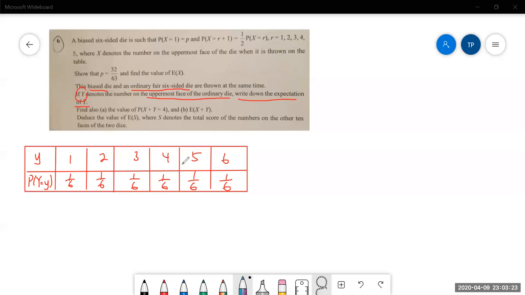So this is very simple. E(Y). Yeah, so you need to find the expectation of Y, which is just 1 plus 2 plus 3 plus 4 plus 5 plus 6, divided by 6. Correct? Yeah, it's very simple.